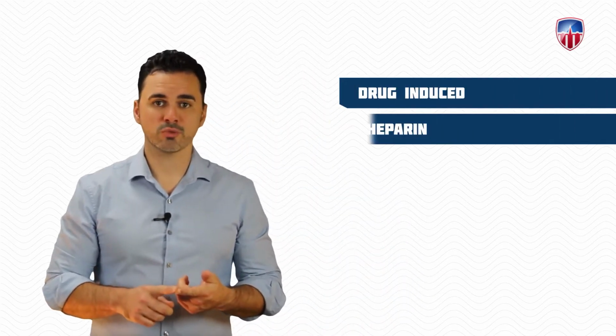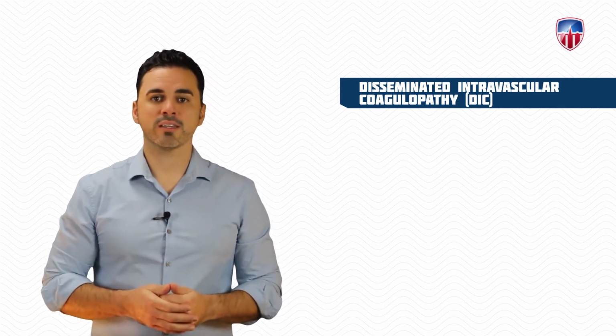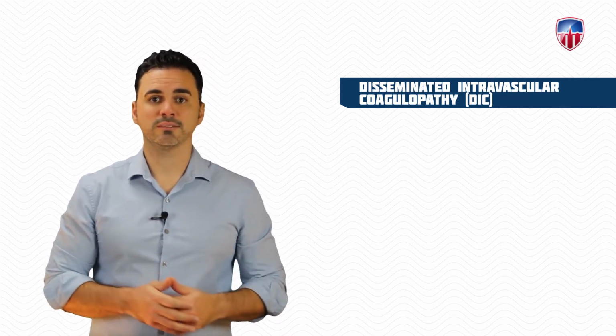Now, as we continue discussing thrombocytopenia, or low platelet count, we've seen that it can be caused by several different mechanisms. It can be drug-induced, such as with heparin, or it can be autoimmune. Well, one of the other causes of thrombocytopenia is disseminated intravascular coagulopathy, or DIC.